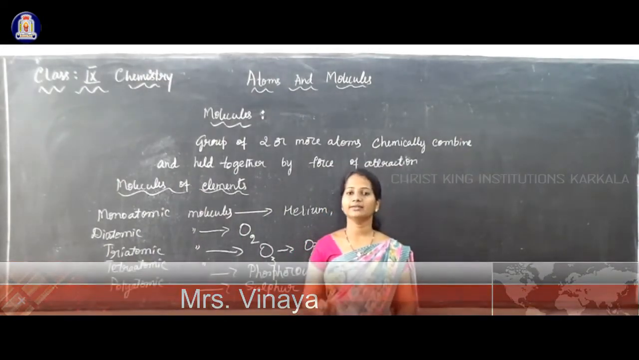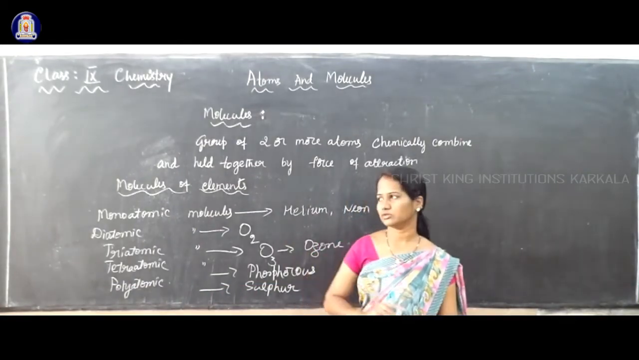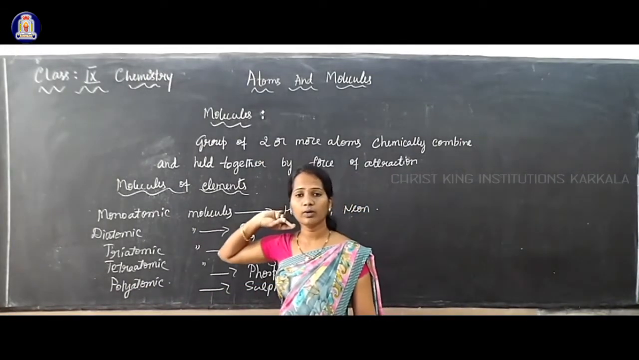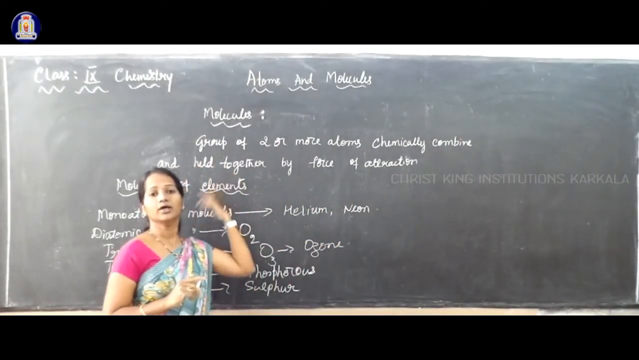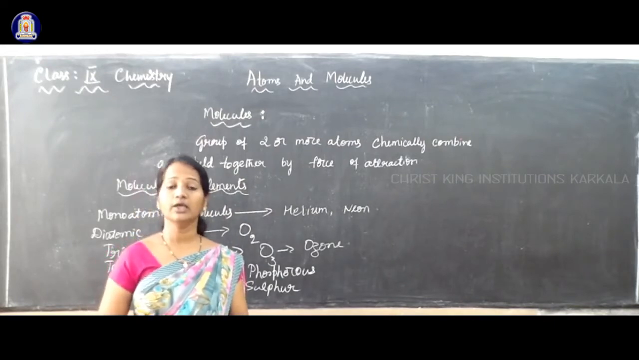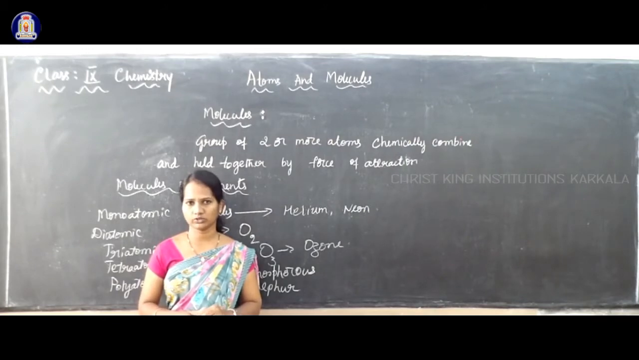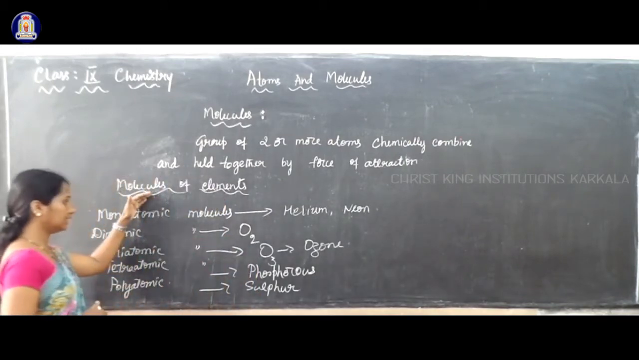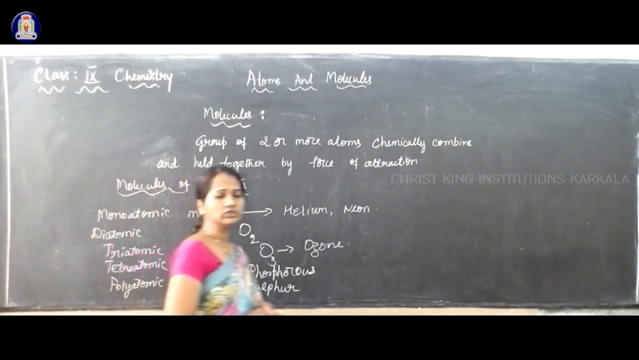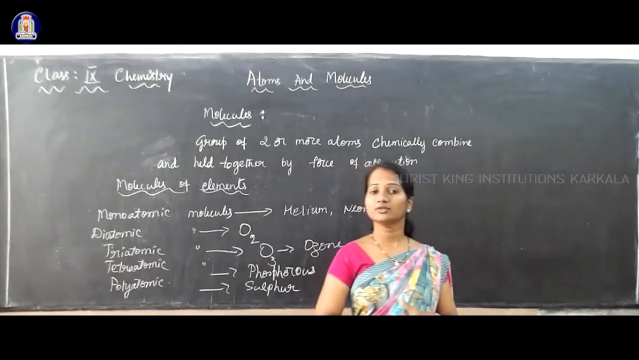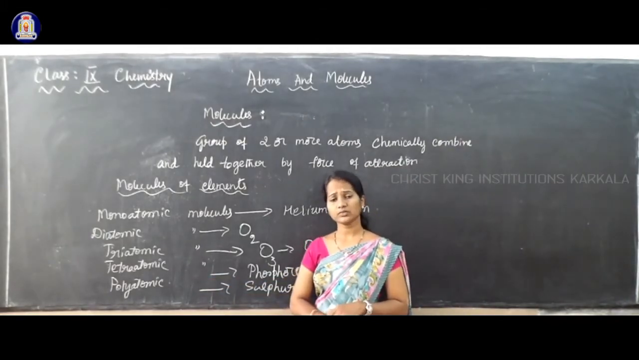So atoms do not exist alone. They combine and they give molecules as well as ions. Molecules or ions. Molecules are the group of two or more atoms. They are chemically held together by the force of attraction. There are molecules of elements and molecules of compounds. Molecules of elements, there are monoatomic molecules, diatomic molecules, triatomic molecules, tetraatomic molecules and polyatomic molecules.